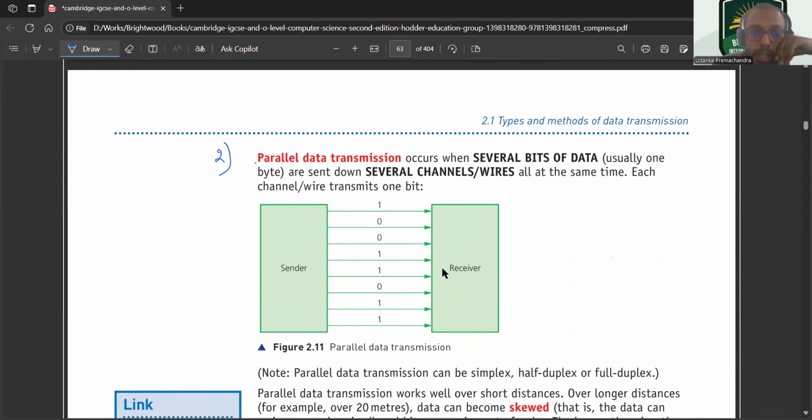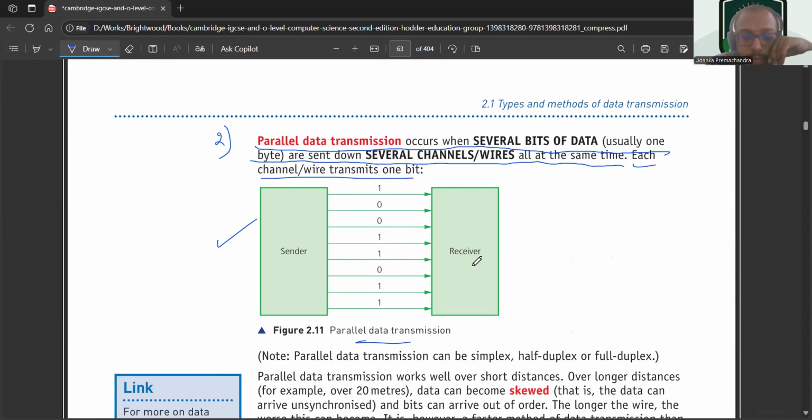Parallel data transmission occurs when several bits of data are sent at one time down several channels all at the same time. Each channel can be sharing in parallel. So you can see a lot of data can be shared at only one time, on the same time.